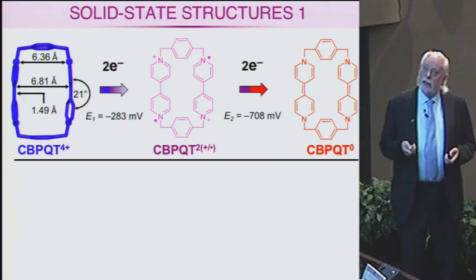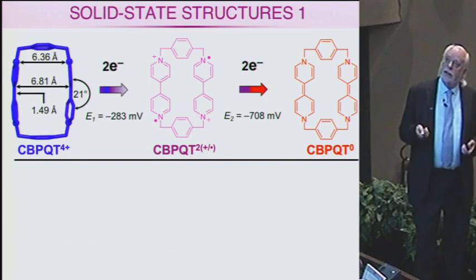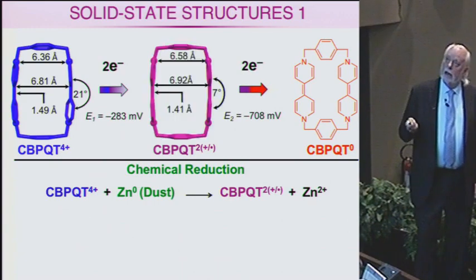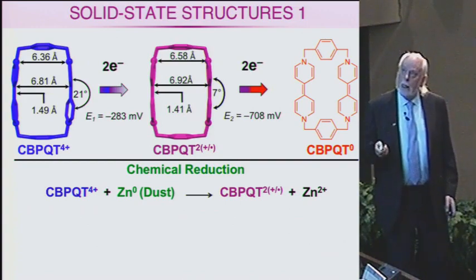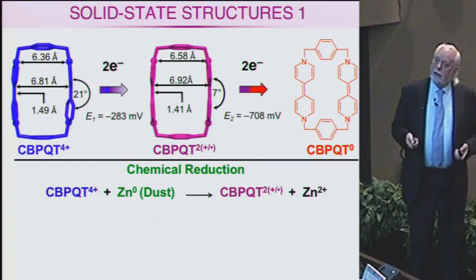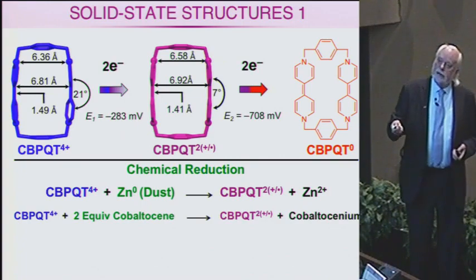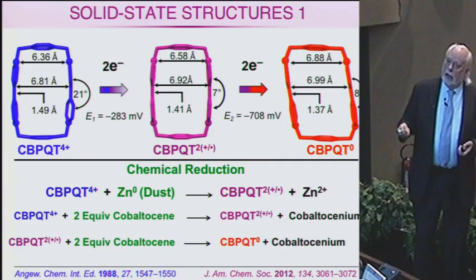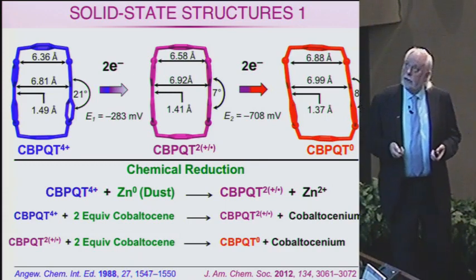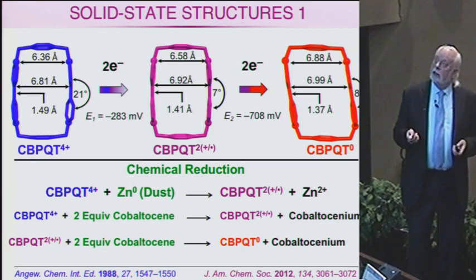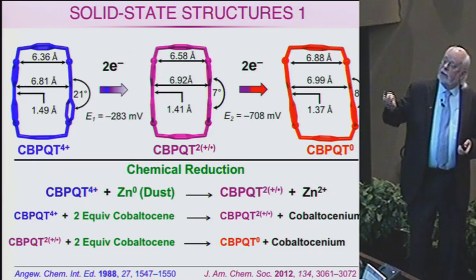And these, incidentally, have all been characterized in the solid state. This one, of course, many, many years ago. The one that you get on chemical reduction with zinc dust is this one here. And you can see it doesn't change its shape very much from going from here to there, except that we get this lining up of the pyridinium units. And then if we use cobaltocene in a more controlled way, we can also carry out this reduction. And then furthermore, by using a total of four equivalents, we can get through to the neutral box, if you like, which we show here in red, where the geometry is somewhat different. It's a little bit more like a displaced parallelogram.